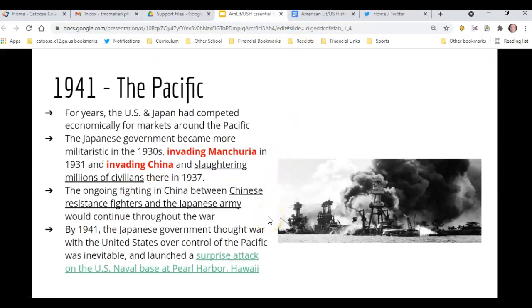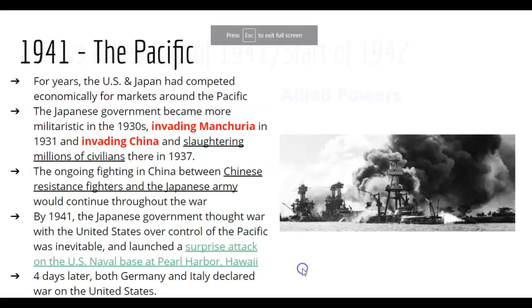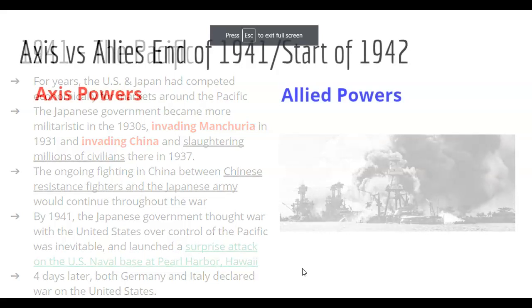So when Japan does the surprise attack on the U.S. naval base in Hawaii, it is without question something that the U.S. is going to become involved with as far as warfare goes. And then Germany and Italy again declare war on the United States after that.